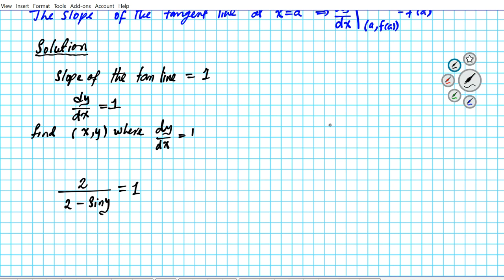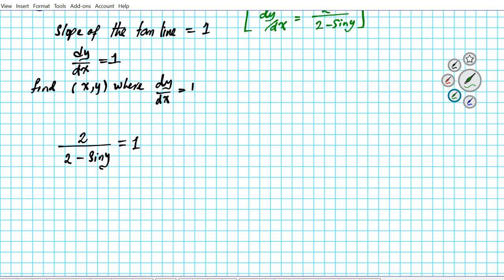Now, let's put a side note here. dy/dx is equal to 2 over 2 minus sine y. This is a given. You can see that this differential equation is dependent only on y. So dy/dx, 2 over 2 minus sine y, equals 1. This will help us to find the y coordinate of the point where the tan line has a slope of 1, and then we'll find the x coordinate after that.